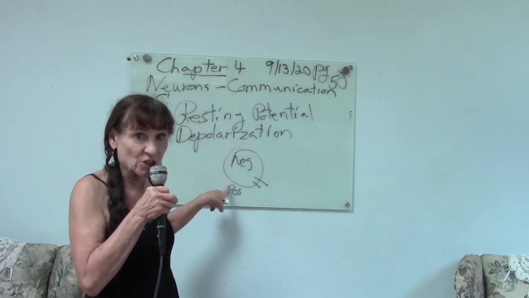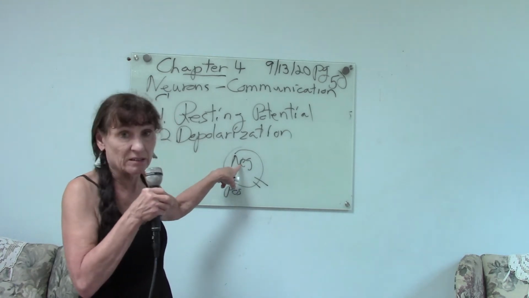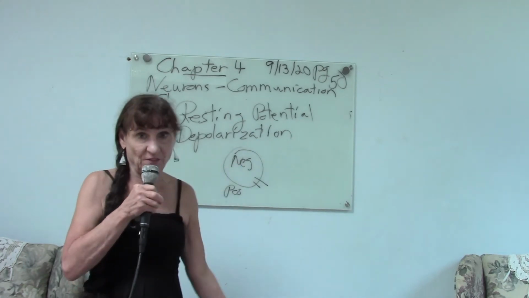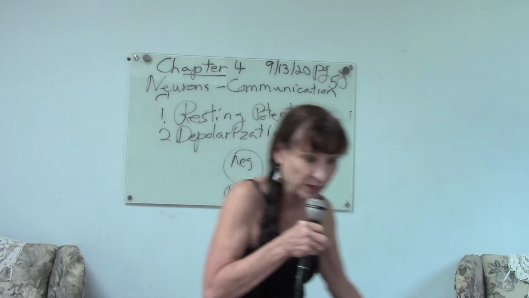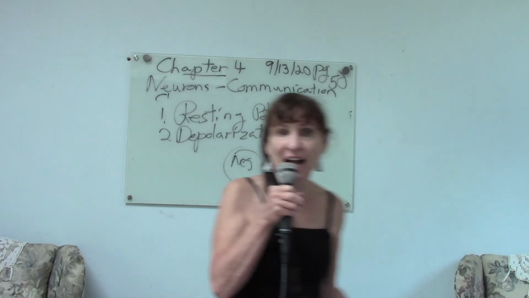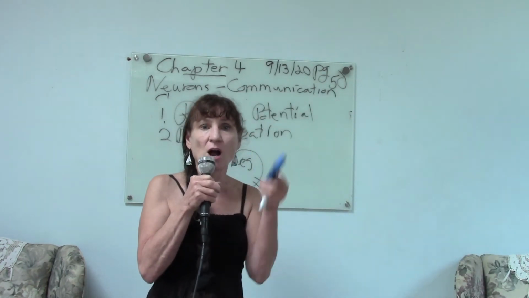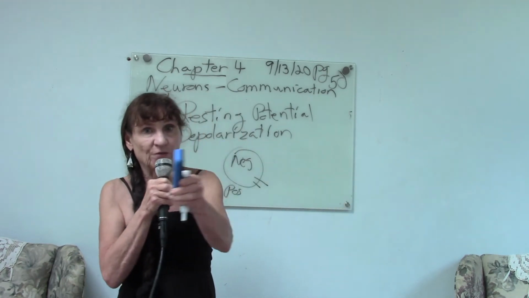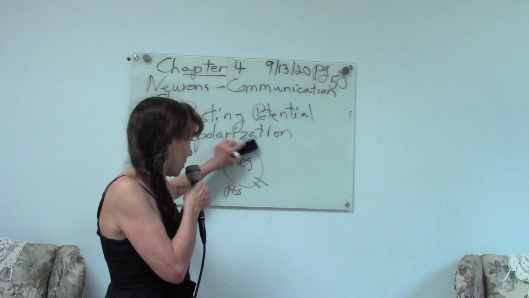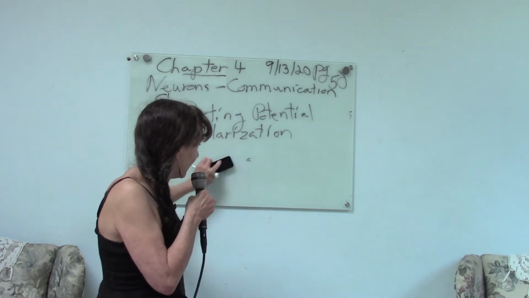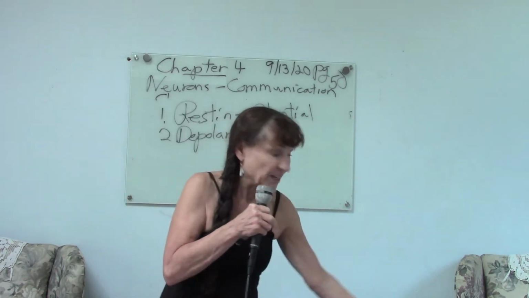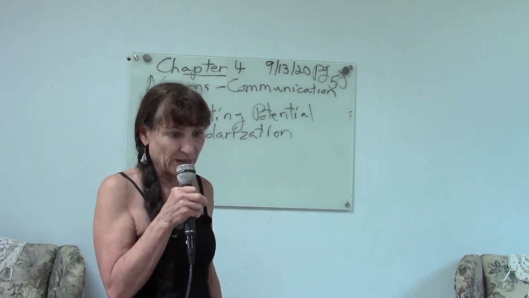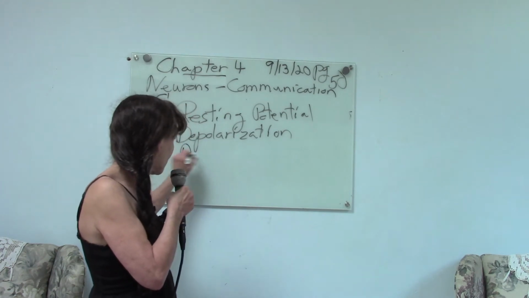Now, if it turns out that the positive outweighs the negative, if the balance turns positive, then the neuron fires. We call that the action potential. When the neuron fires, it means that an electrical charge travels the full length of the neuron and stimulates the end of the axon to release the neurotransmitters into the synaptic gap. So that's the action potential.